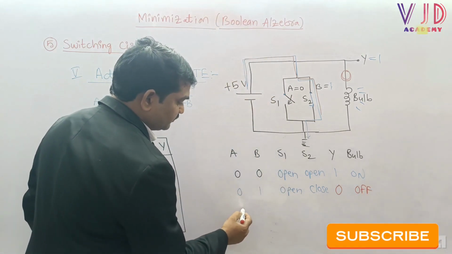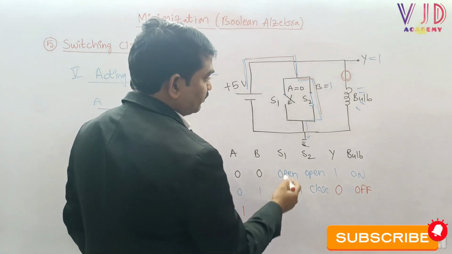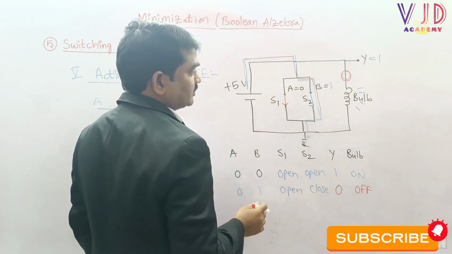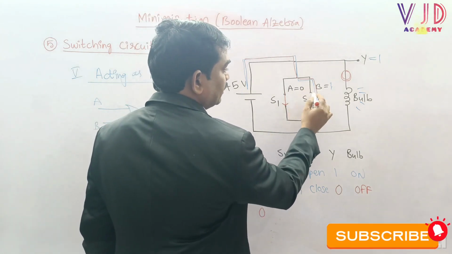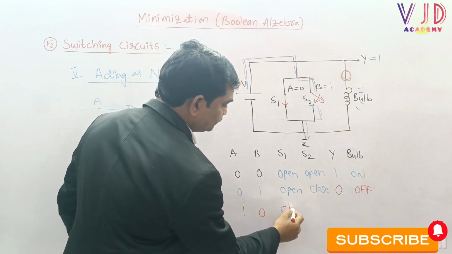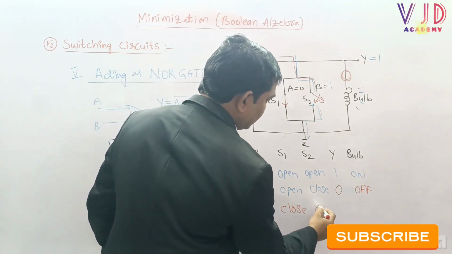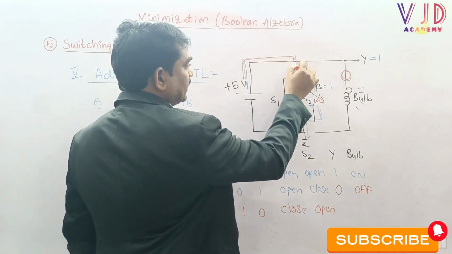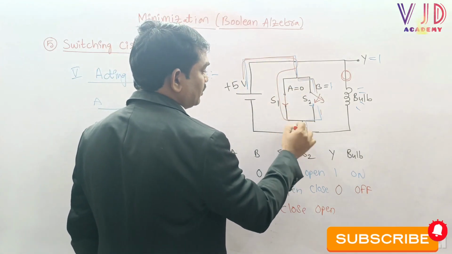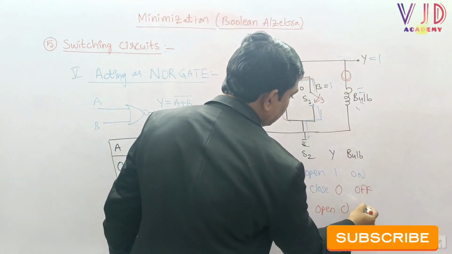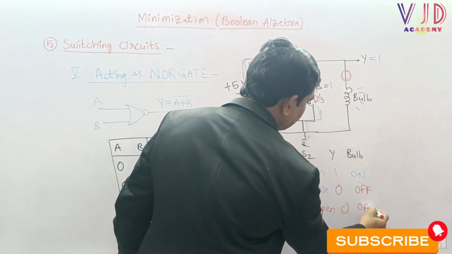And now third case we can say 1 0. The moment when I take A equal to 1, we can say S1 is short circuited and then S2 will be open circuited. We can say S1 will be closed and then S2 will be open. Because S1 is closed, the entire power supply is going to ground through S1, we can say. And now output Y equal to 0 and then the bulb will be automatically in off state.